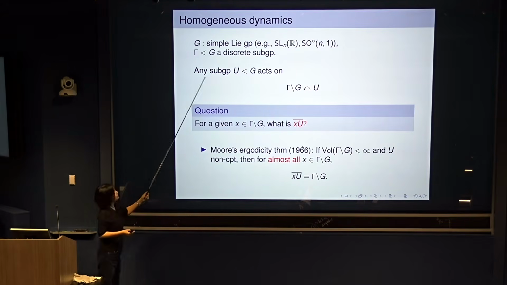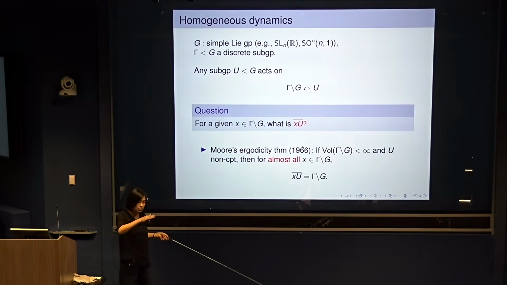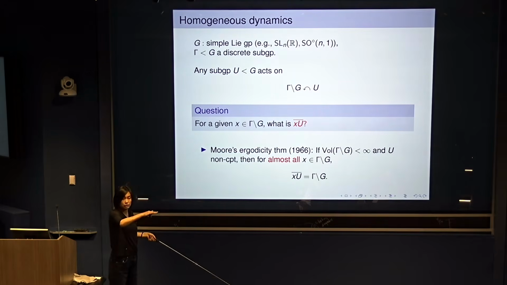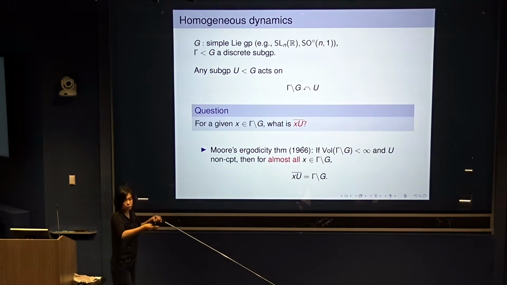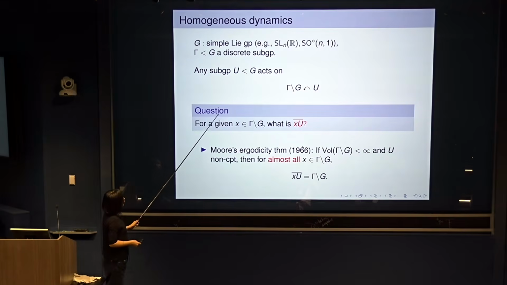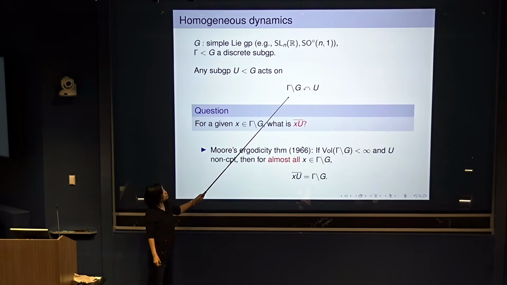And let gamma be any discrete subgroup. Then you can consider this quotient space G mod gamma. Since gamma is a discrete subgroup, G mod gamma looks locally like G. And it's a homogeneous space because any two points can be moved from one to another by an element of G. And now if you have any subgroup U of G, then it will act on this G mod gamma by translations on the right. So this is a homogeneous space with lots of actions coming from the subgroups of G.